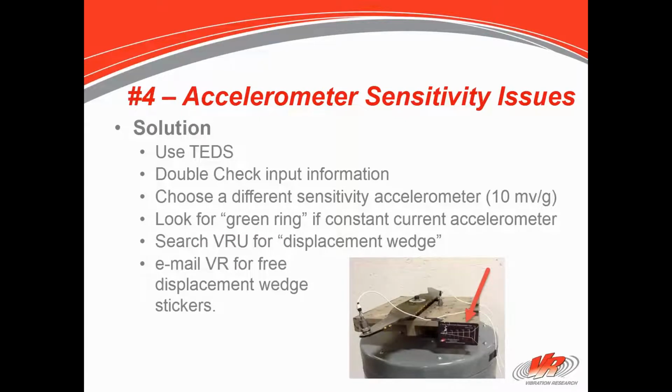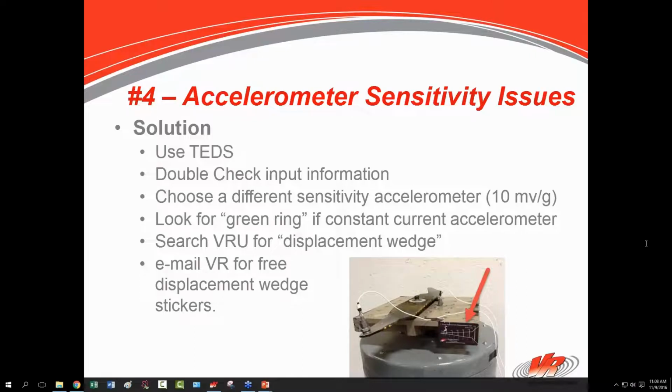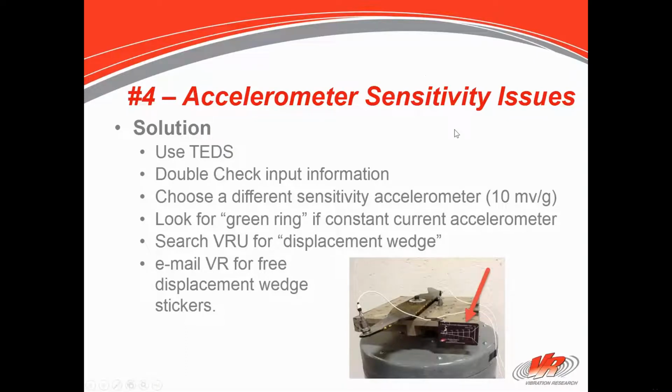So here's how you can solve your accelerometer sensitivity issues. First of all, use a TEDS, that stands for Transducer Electronic Data Sheet, TEDS Accel. The software will go out and recognize that it's a TEDS Accel, and it will read before every test what Accel is out there. Make sure that the TEDS Accel that's connected at the end of the cable matches what's in the calibration system. Double check the input information in the system configuration. Make sure that that's all correct.